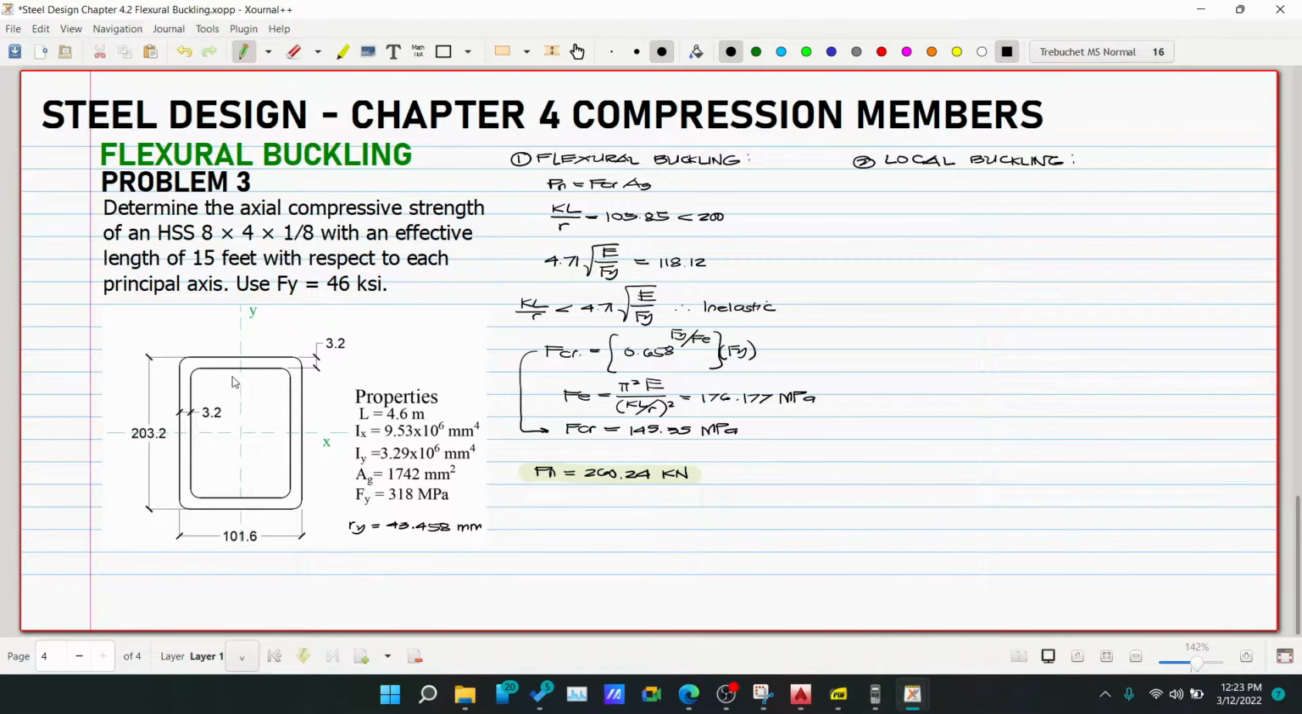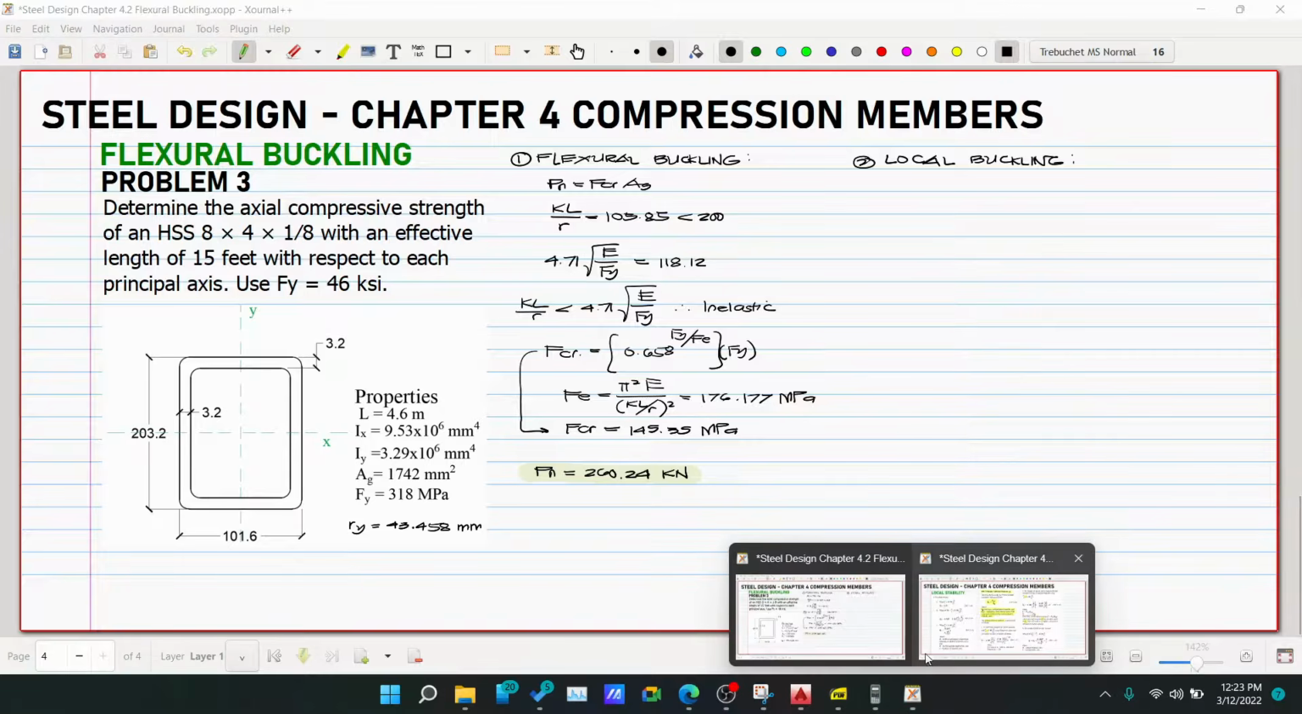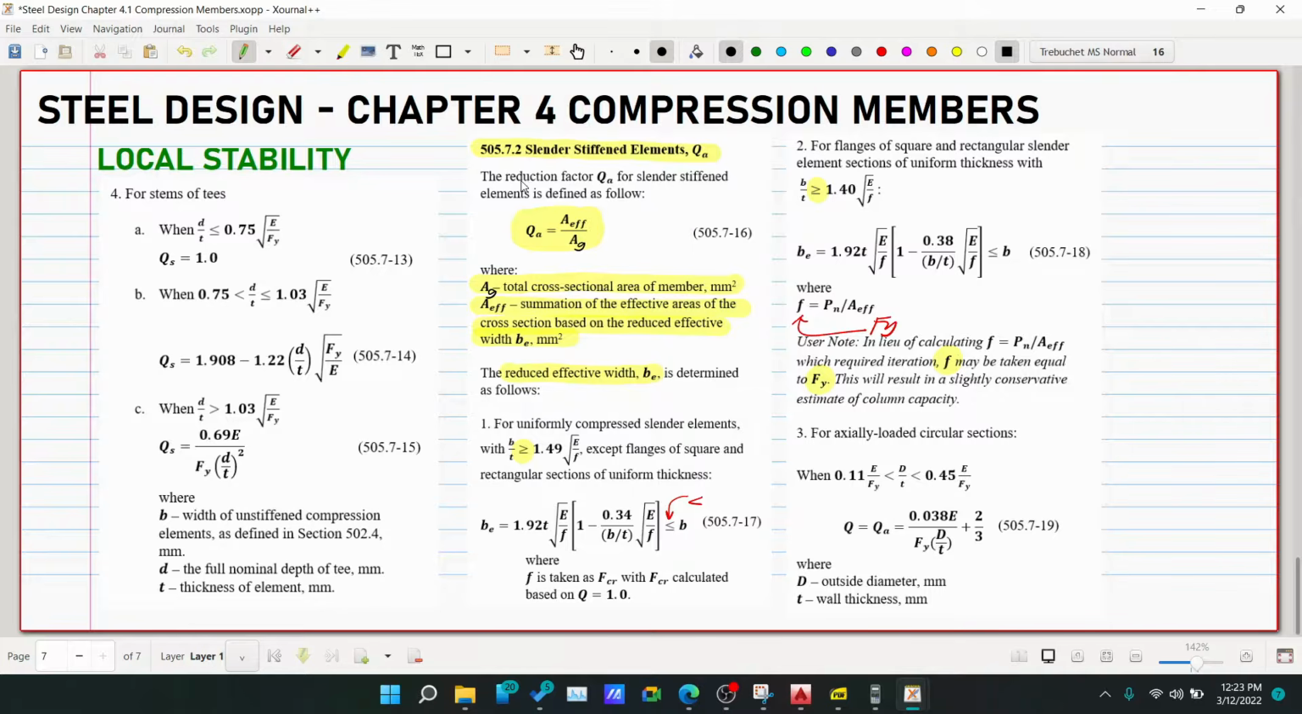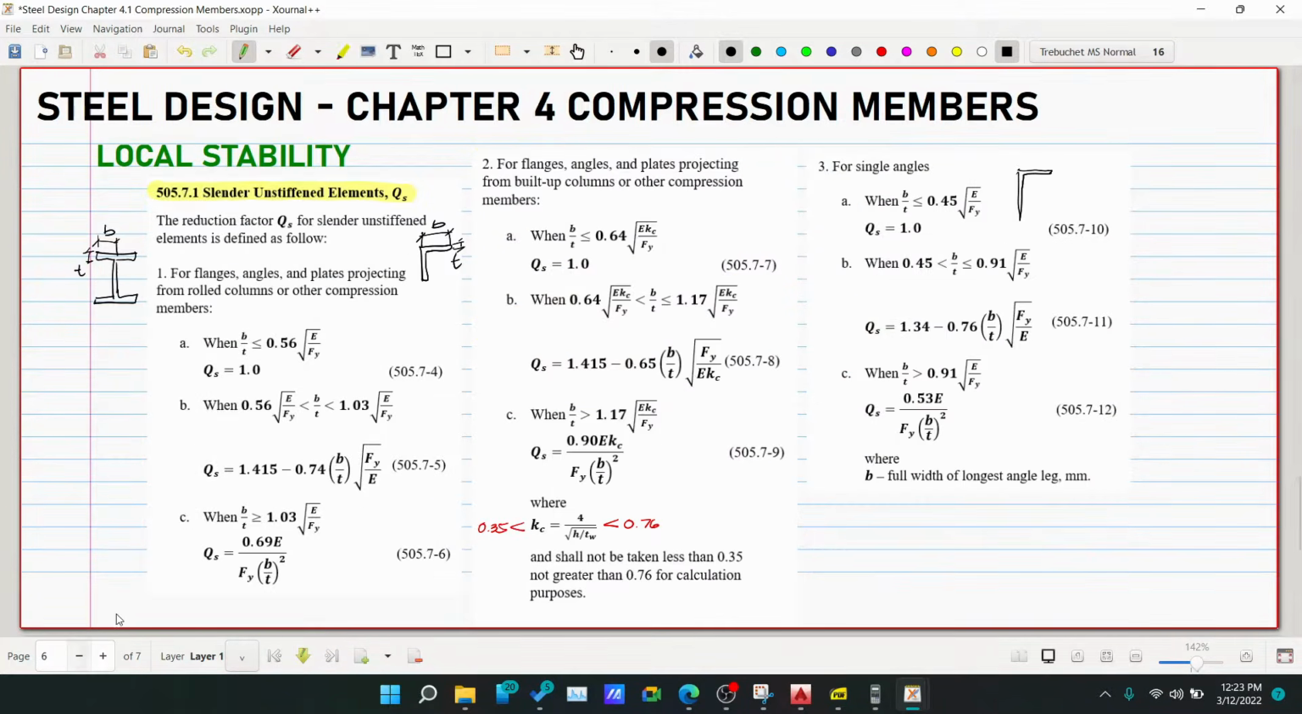So, since ito ay HSS, okay, so under tayo sa slender stiffened element. Kasi wala naman tayong unstiffened, hindi ba? Yung unstiffened element, balikan natin. Ang unstiffened element is yung element na kung saan hindi lahat naka-connect yung kanyang parts or yung end niya. Okay, so ibig sabihin may naka-overhang na isang end, kagaya nga sa ating wide flange. So doon lamang nakakaroon ng unstiffened element.